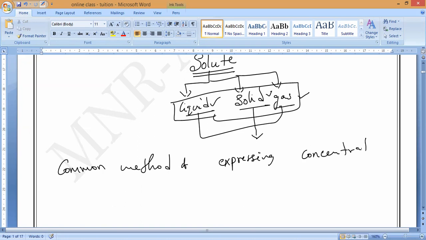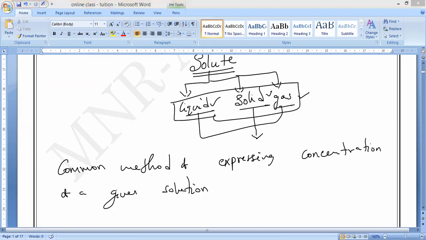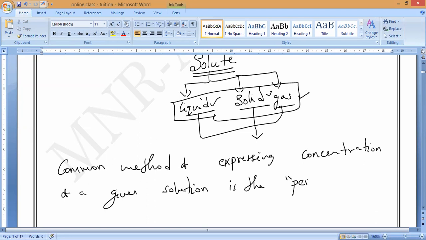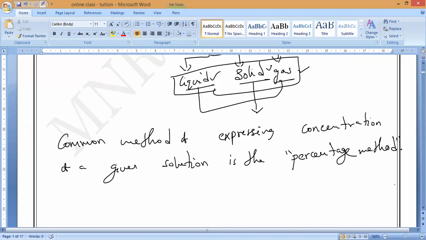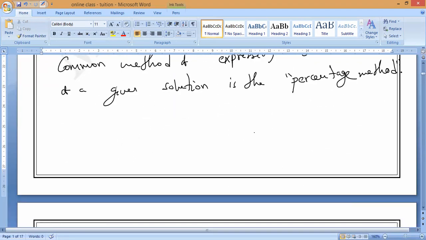The most common method of expressing concentration of a given solution is the percentage method. Now you need not memorize anything by heart, everything is for MCQs only. That is what you have to remember. The concentration of a solution is expressed by the percentage method. That's all, that is how to remember. Now, what percentage? That will vary based upon the solute. Now we will see that.